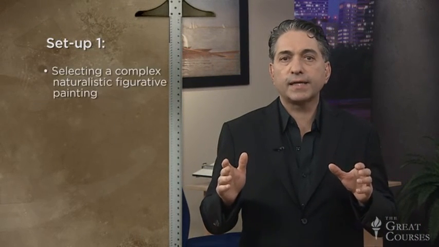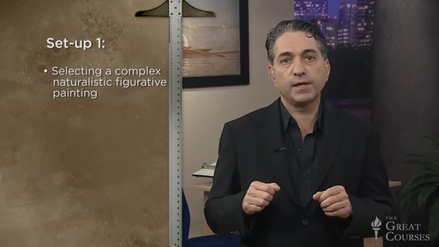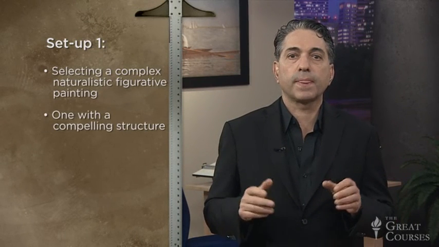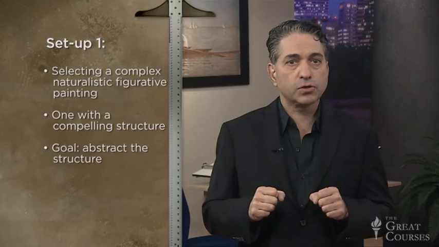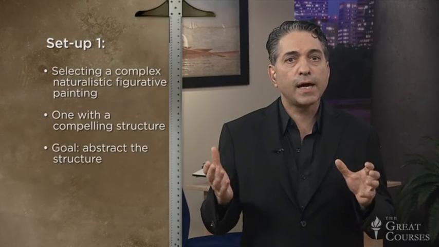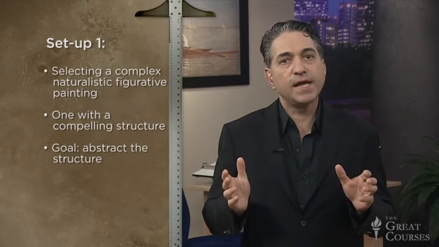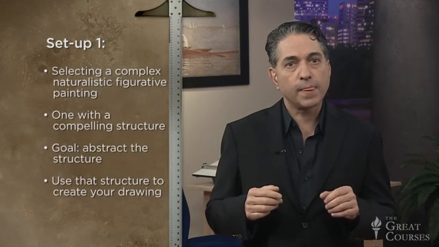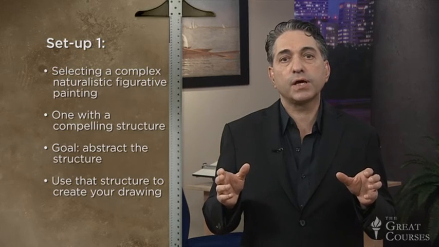The first involves selecting a complex, naturalistic figurative painting, one with a compelling structure. The goal is to abstract the structure, to abstract the architecture lying beneath all the figurative elements. Then use that structure to create your drawing. Best to find a large, high-quality reproduction of the painting you select. You could start directly on your paper, first creating a format shape that's proportionate to the original. Then, lightly drawing the lines that mirror the structure of the painting, the large divisions in the ground, the aggregate figure shapes, and the subshapes within both.